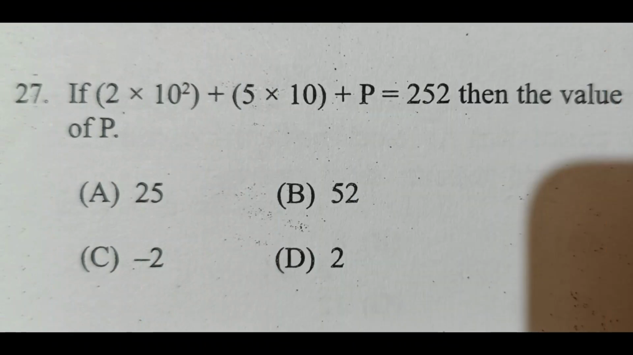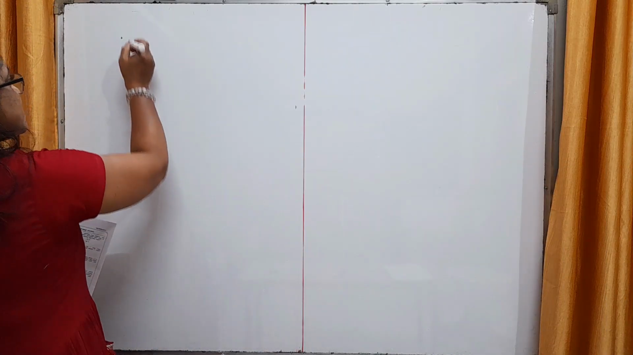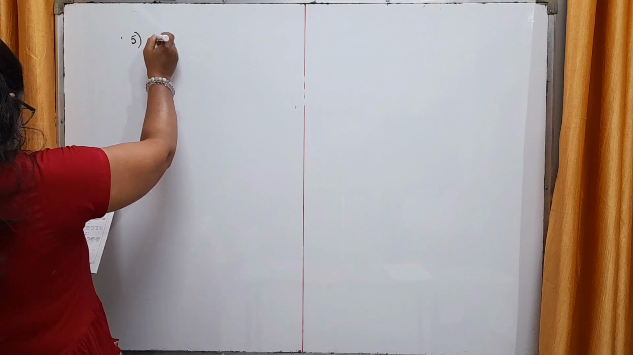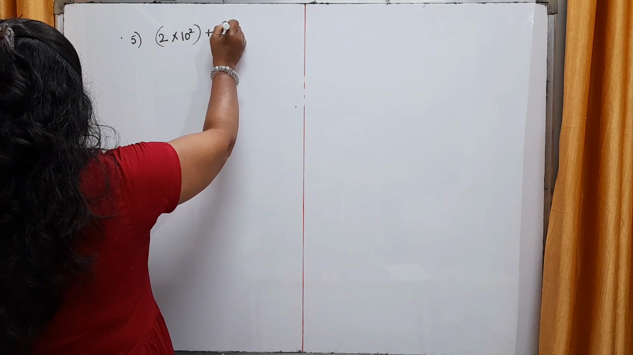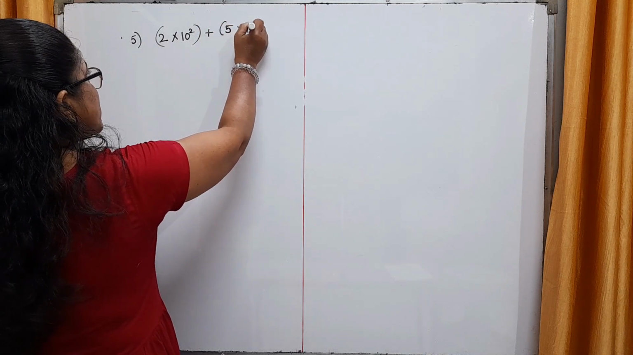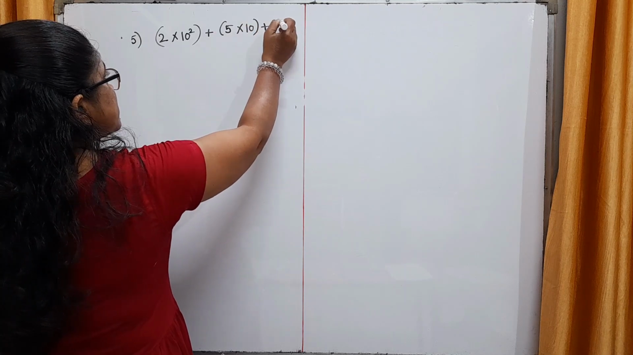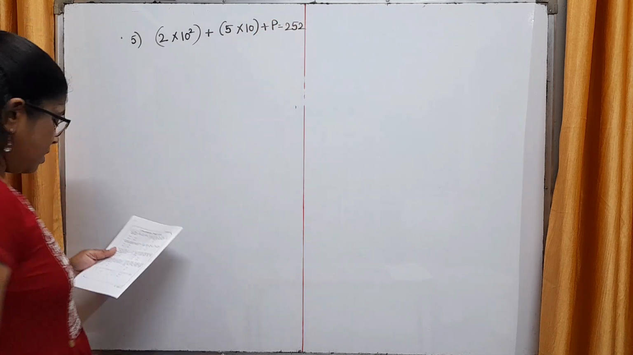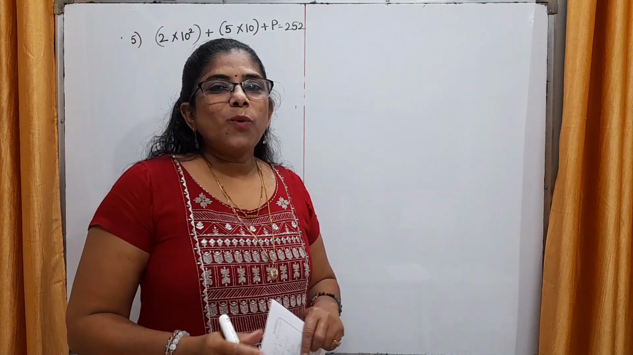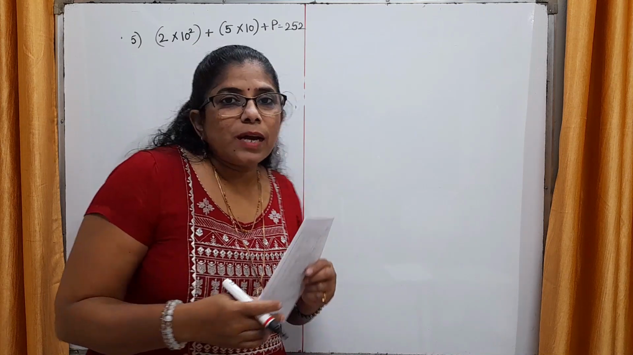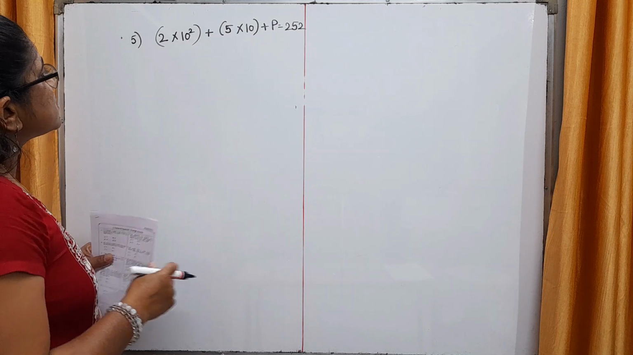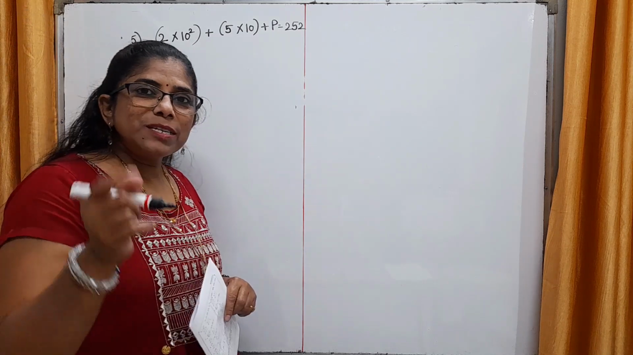If 2 into 10 to the power of 2 plus 5 into 10 plus p is equal to 252, then the value of p is. So what is the sum here? Here 2 into 10 to the power of 2 plus 5 into 10 plus p is 252, and we have to find the value of p. Why I said it interesting: at first glance, if you just have a look at this sum, you find, oh, it's the sum of exponents or something like that. No, but it's very easy.